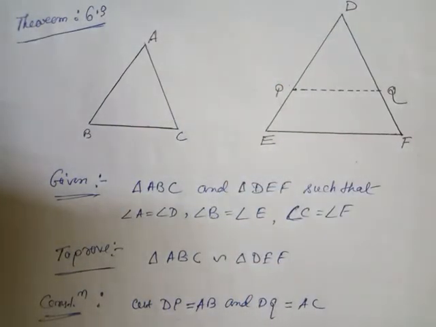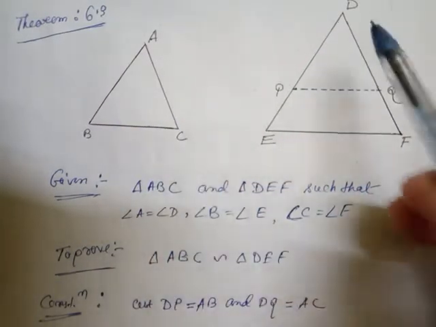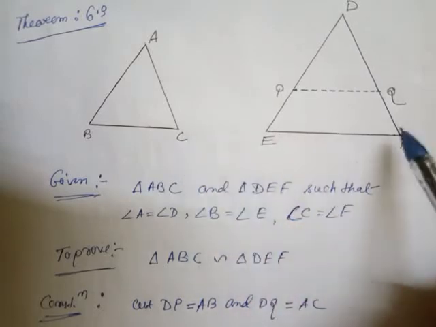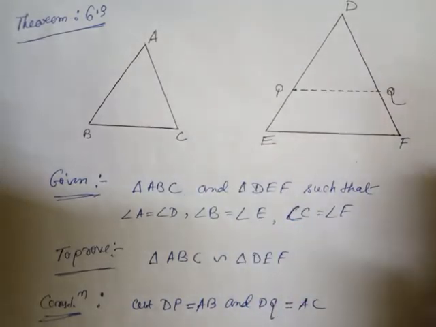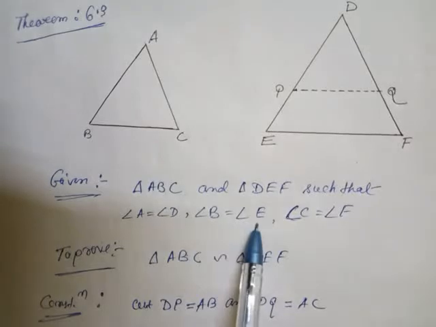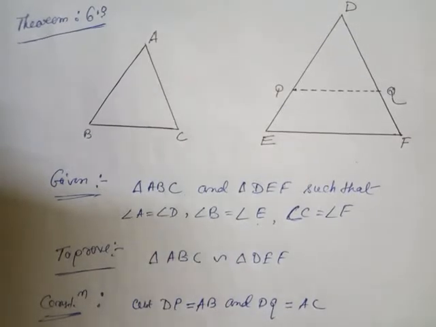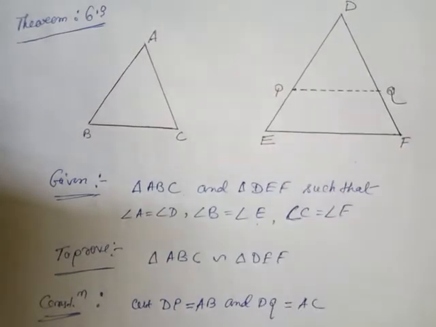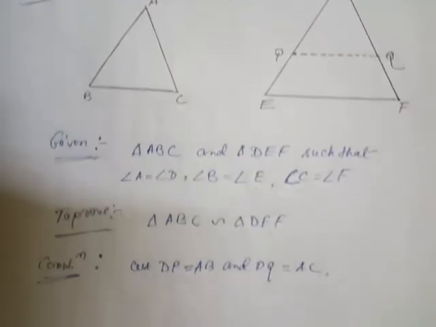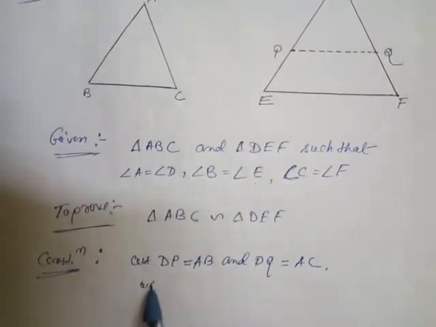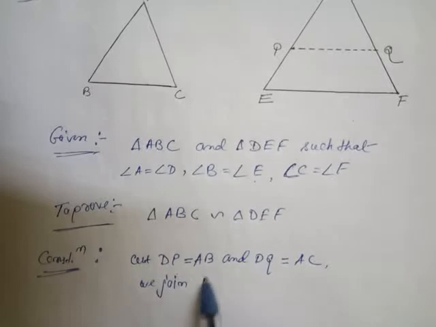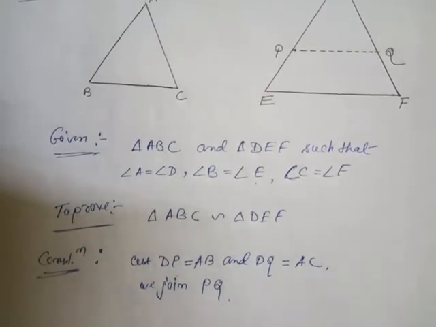Okay, now look, one more thing here: angle C equal to angle F is already given in the question, and B equal to E also given, A equal to D also given, and we join PQ here. So we'll write here the next line: we join PQ. This is the construction part. Now look at how to prove these two triangles are similar.